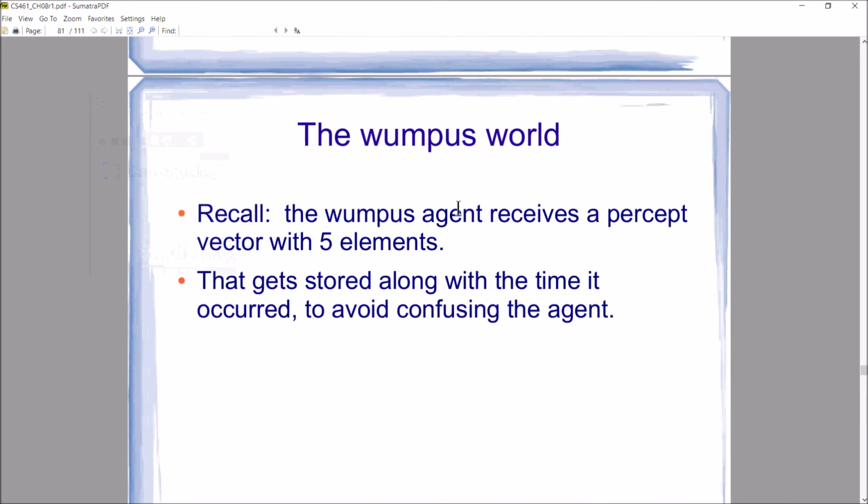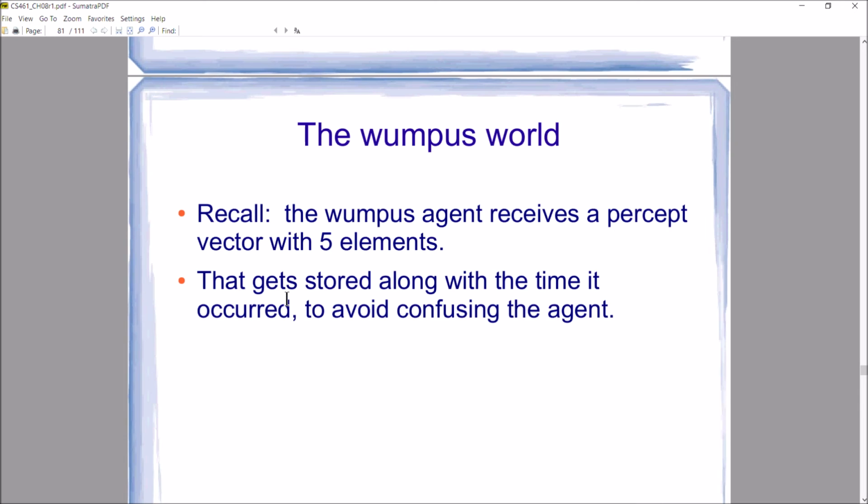All right, so let's tie this up by circling back to Wumpus World. The agent in Wumpus World had a list of percepts, five elements: stench, breeze, glitter, etc., right?